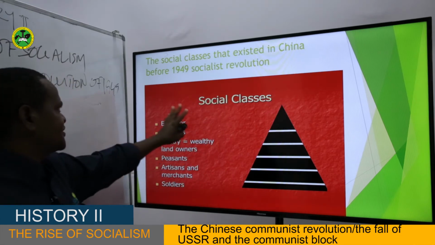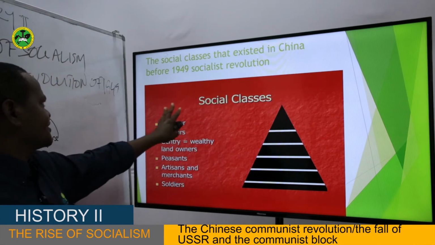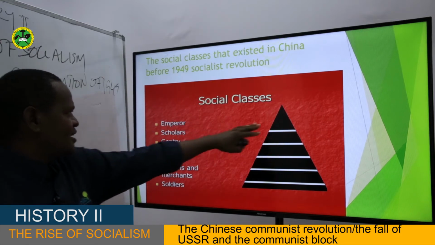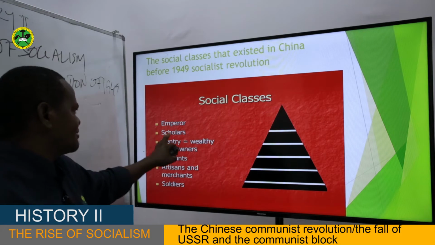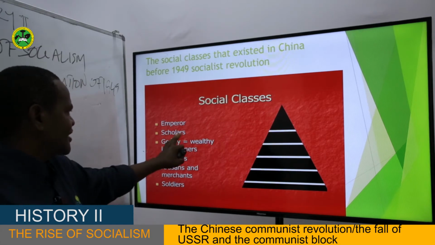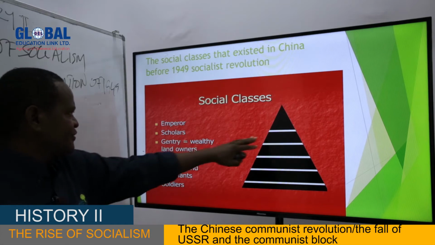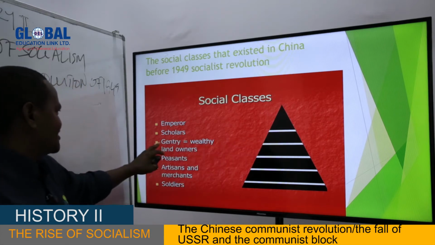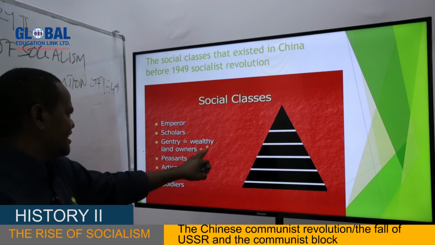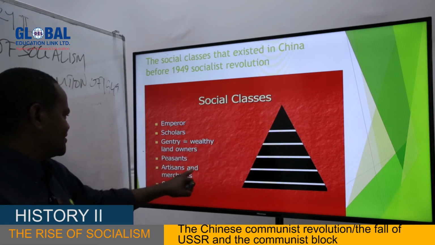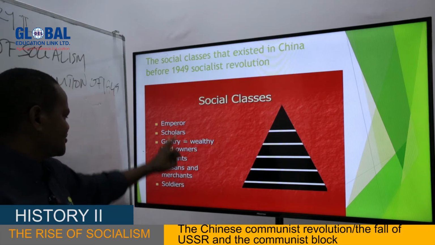The social classes that existed in China before 1949. This is the emperor, who is at the top. And you can see there are some scholars. Scholars means the elite and the intellectuals. These, of course, were the second. And there were gentry, wealthy people, and landowners, the landlords. They were also the third. But there were peasants, artisans, the merchants, and the soldiers. So these are the classes which existed in China.